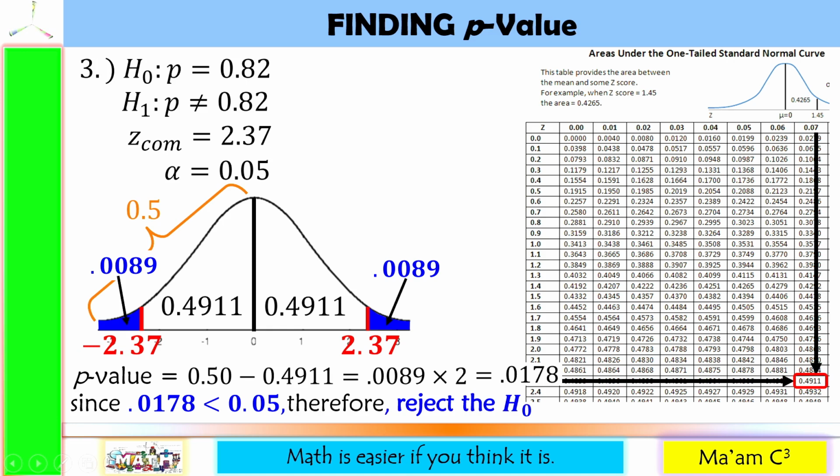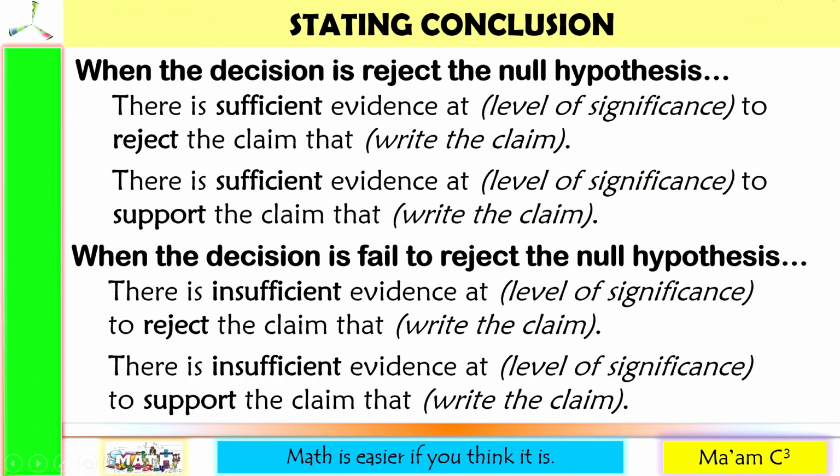Now that you already know when to reject and fail to reject the null hypothesis, let us learn how to properly state our conclusion. Conclusion is the interpretation of your decision that includes three factors. Number one, whether there is sufficient or insufficient evidence. Number two, the level of significance. And number three, whether to reject or support the claim. So when the decision is reject the null hypothesis, you state there is sufficient evidence. There is sufficient because you reject.